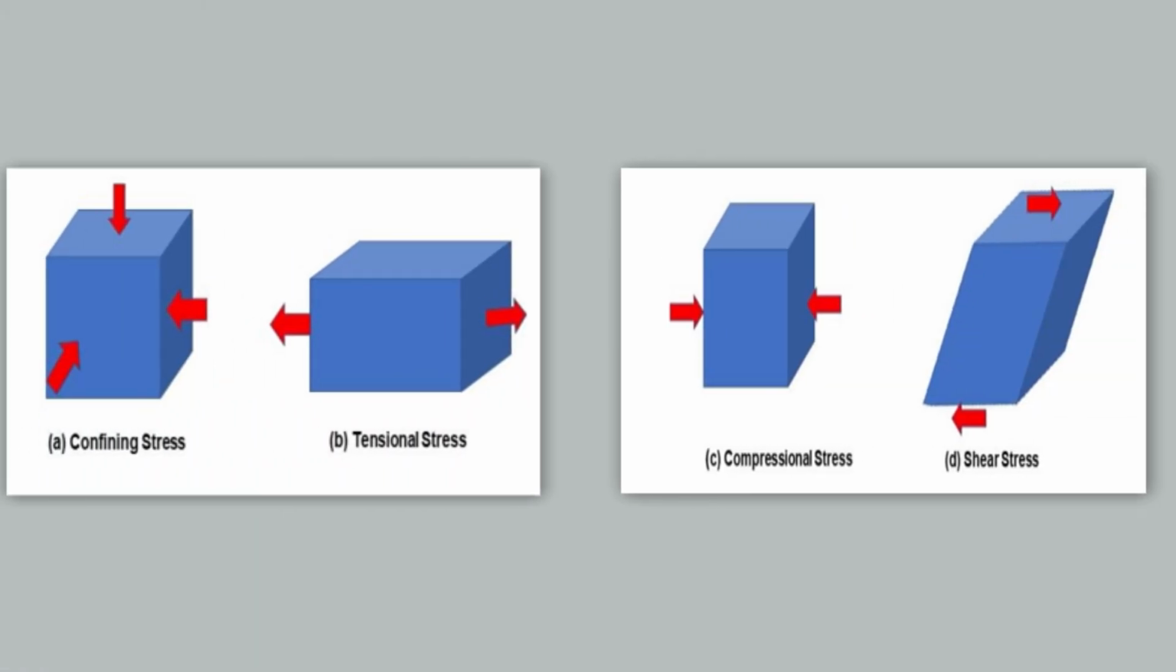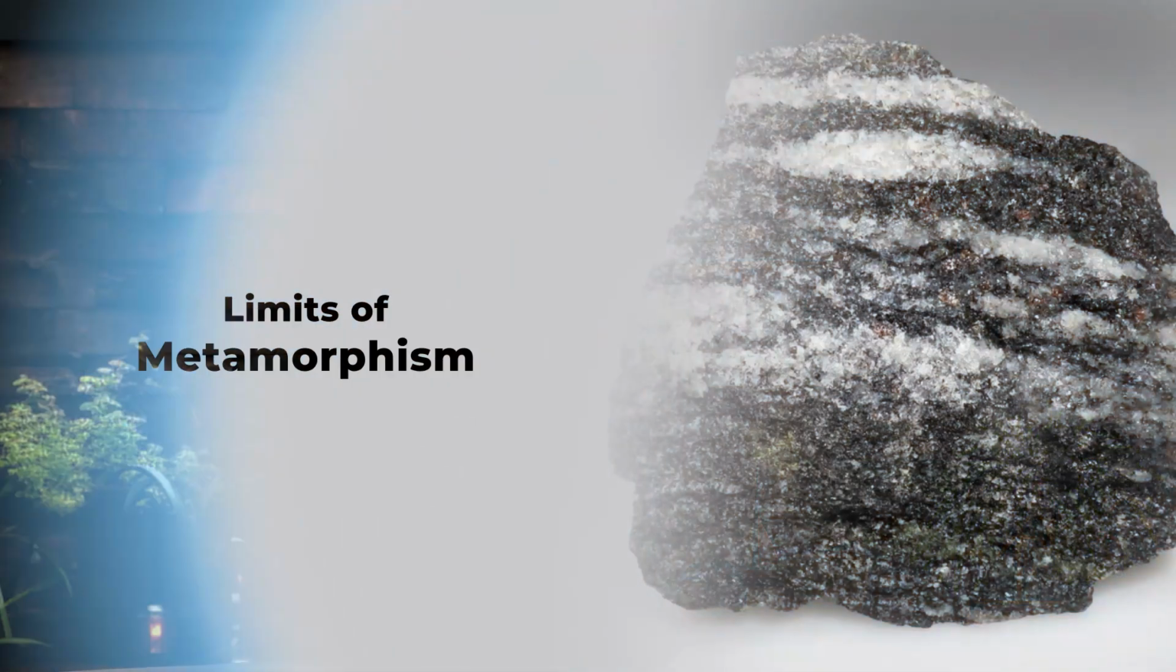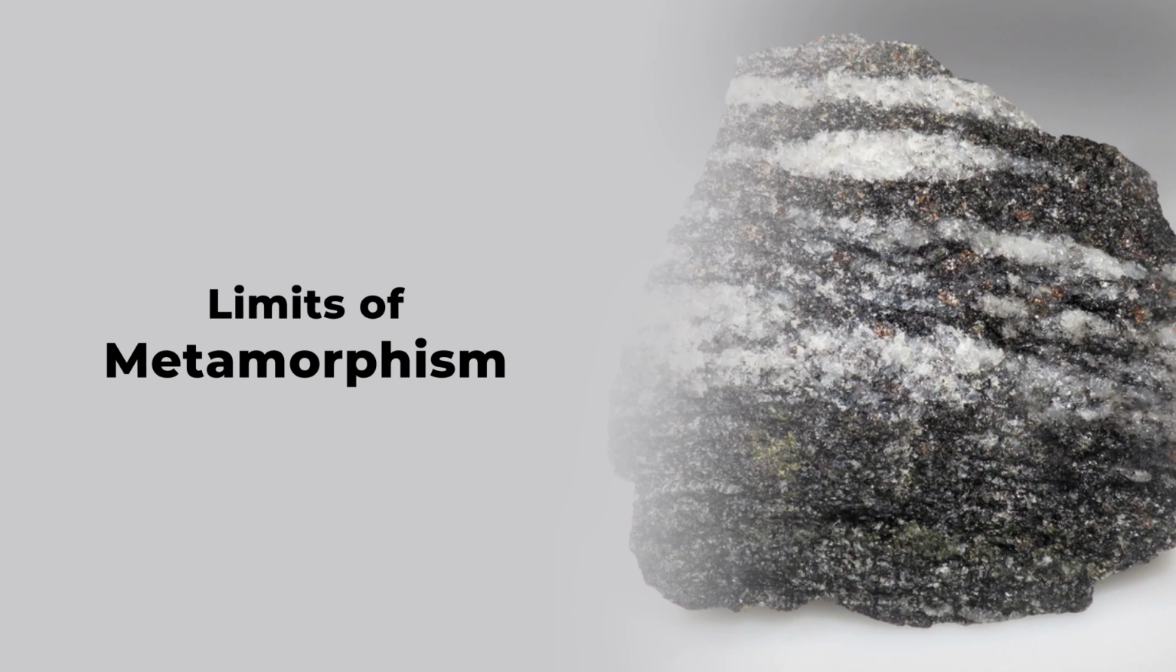Now see this diagram. You can see one is the normal stress, which is the same in all directions, and the other is the shear stress, in which it is directional, and in one direction it is stressed more, and that results in the shear stress, which changes the stability of the minerals. Now, there are certain things which you should understand, which are called limits of metamorphism.